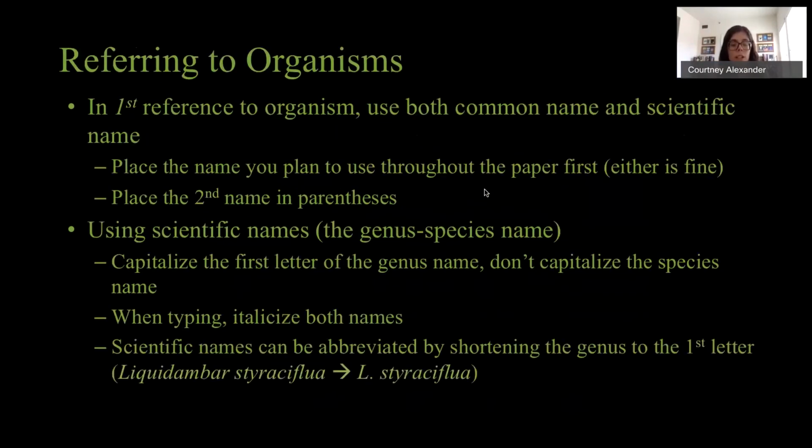If you refer to organisms, make sure in the first time you use both the common name and the scientific name. Place the name you plan to use throughout the paper first, whichever one is fine, and place the second one in parentheses. If you're using scientific names, you have to have the genus, species name. You capitalize the first letter of the genus name. Don't capitalize the species name. And when typing, you want to italicize both. Scientific names can be abbreviated by shortening the genus to the first letter. We do this with C. elegans. The C is the genus name.